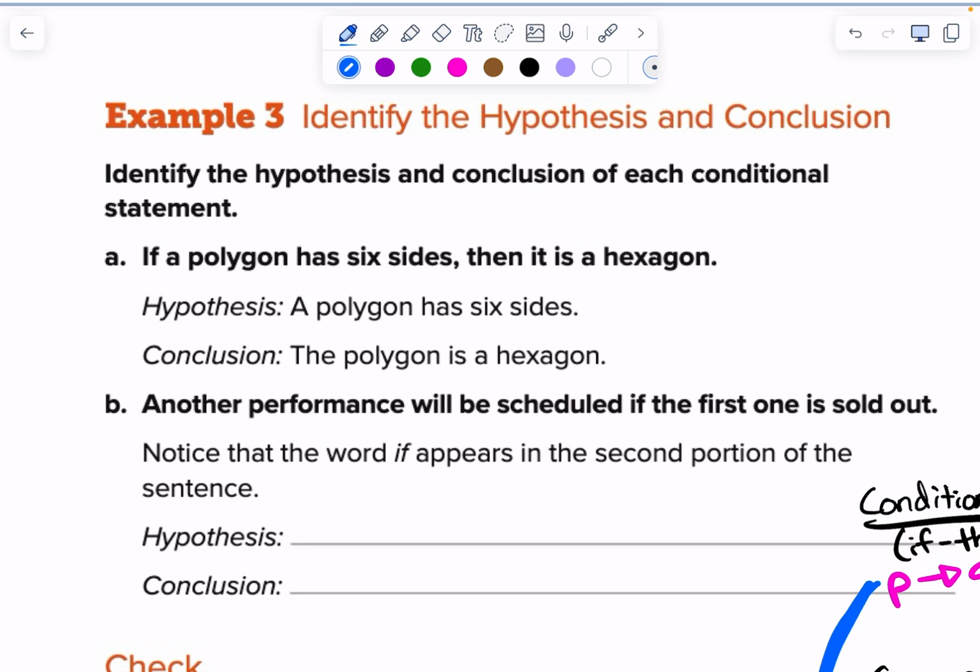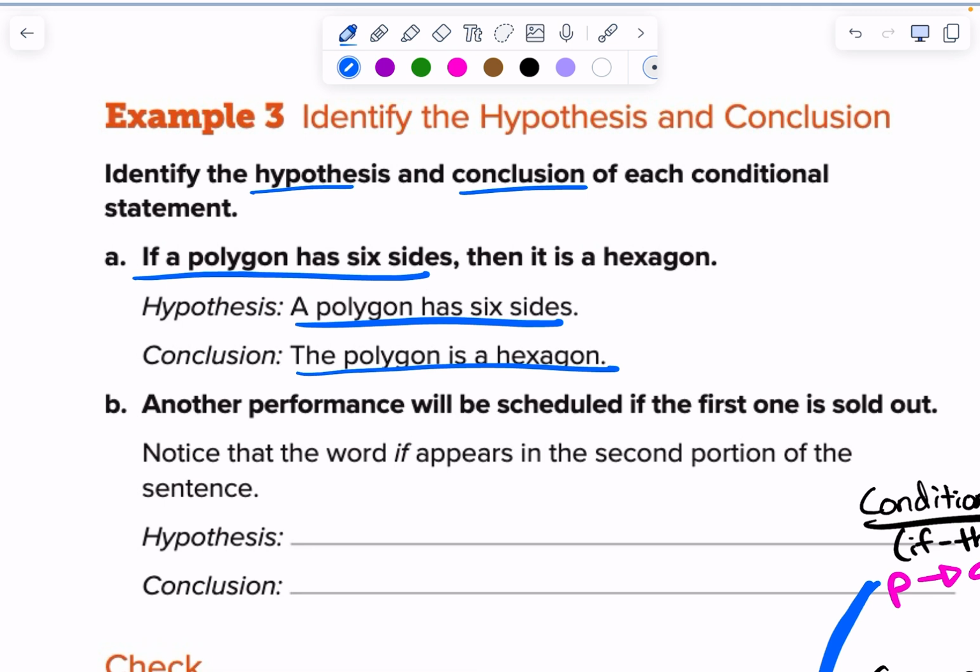Identify the hypothesis and conclusion. If a polygon has 6 sides, then it is a hexagon. They've done this one for you. The if part is always the hypothesis. So a polygon has 6 sides. Then it is a hexagon. The polygon is a hexagon. That's the conclusion. Got it?